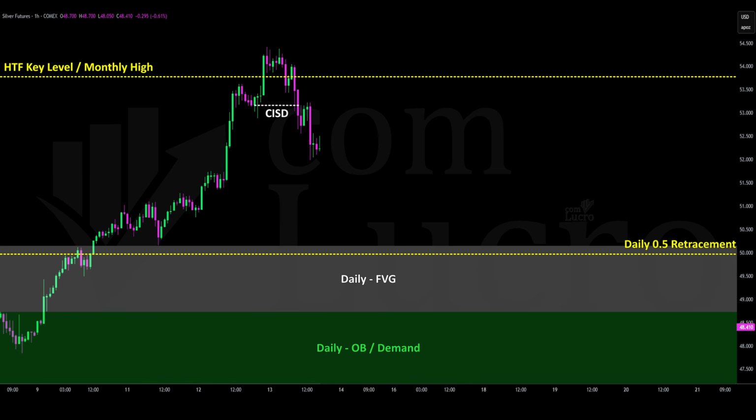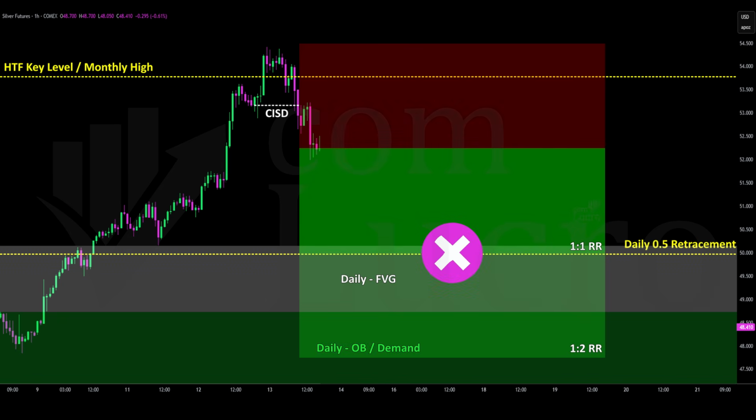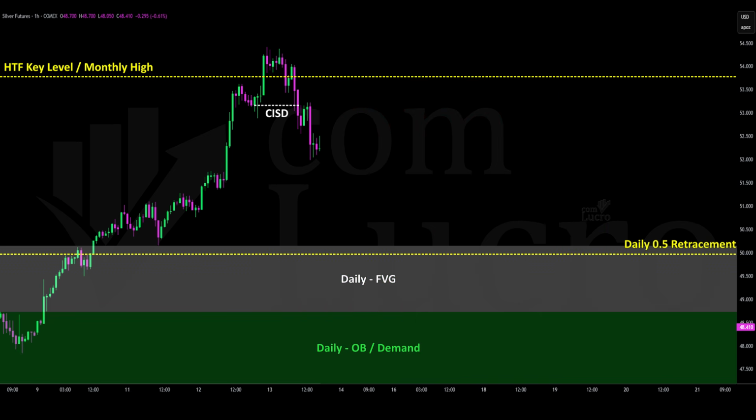So, while this CISD becomes an important area of attention, we should avoid entering the trade immediately because price has already delivered a significant portion of the bearish expansion on the 60-minute chart, making the entry less efficient from a risk-to-reward perspective. Instead, the ideal approach is to patiently wait for a retracement before looking for execution.